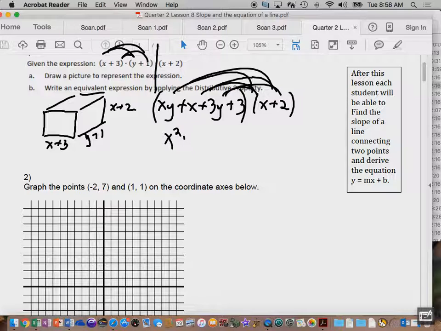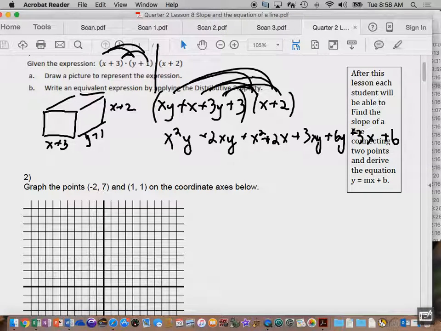xy times x is x squared y. xy times 2 is plus 2xy. x times x is plus x squared. x times 2 is 2x. 3y times x is 3xy. 3y times 2 is 6y. 3 times x is 3x. And 3 times 2 is 6.